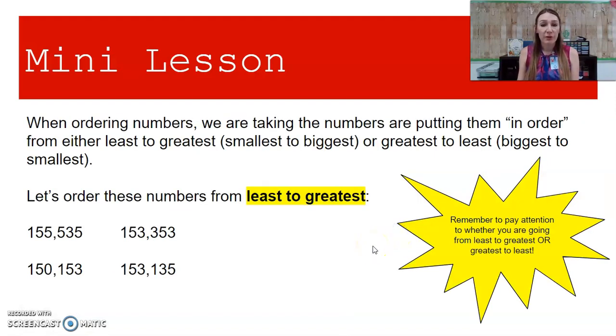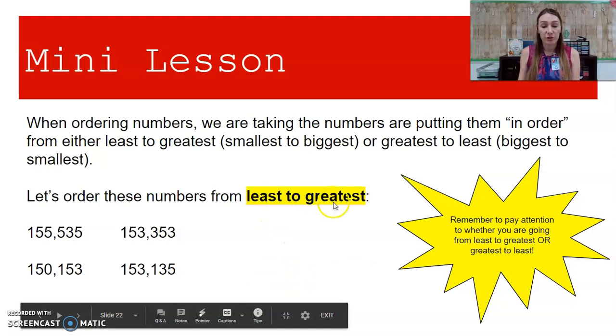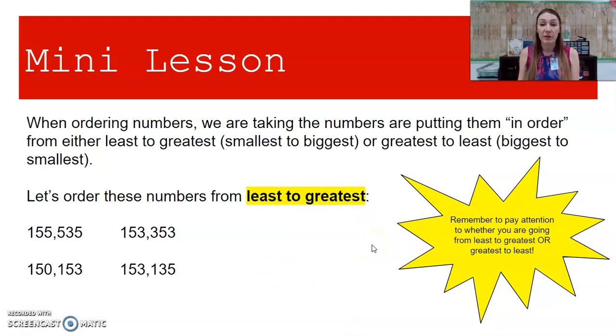When ordering numbers, we are taking the numbers and putting them in order from least to greatest, smallest to biggest, or greatest to least, biggest to smallest. Let's order these numbers from least to greatest. And remember to pay attention to whether you are going to order from least to greatest or greatest to least. That can create a lot of confusion.